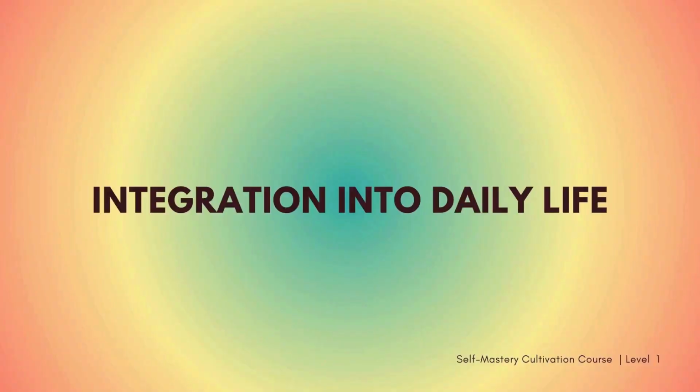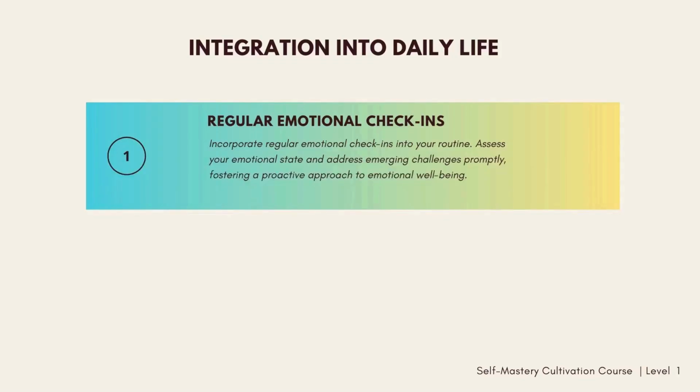Now, how can you integrate this into your daily life? For one, we want to have a regular emotional check-in. If you have the app, you have your tracker there available. You also have your journal that gives you the chart to track your emotional states. This incorporates a regular emotional check-in into your routine, to assess your emotional state and address emerging challenges promptly, fostering a proactive approach to emotional well-being.